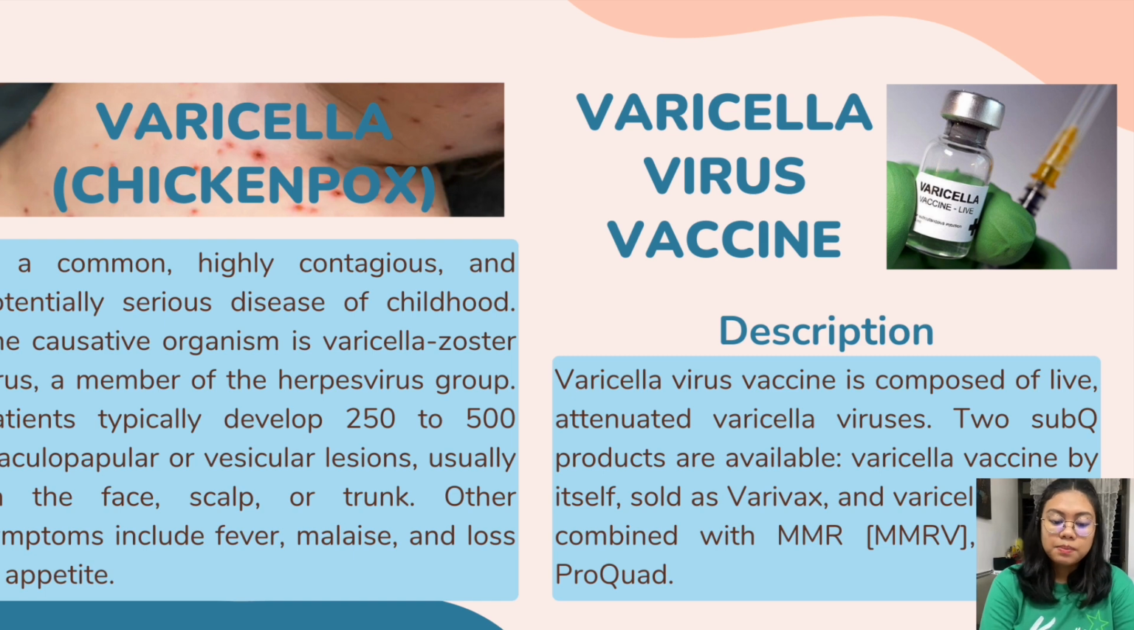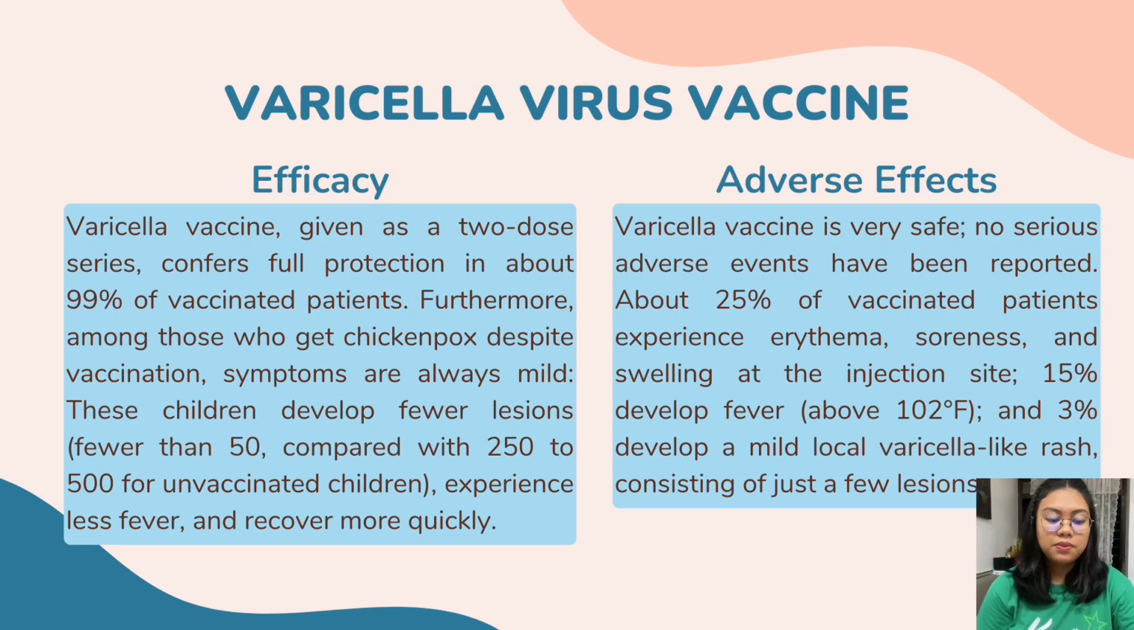2 subcutaneous products are available: Varicella vaccine by itself, sold as Varivax, and Varicella vaccine combined with MMR, sold as ProQuad. For its efficacy, given as a 2-dose series, it confers full protection in about 99% of vaccinated patients. For its adverse effects, it is very safe. No serious adverse events have been reported.